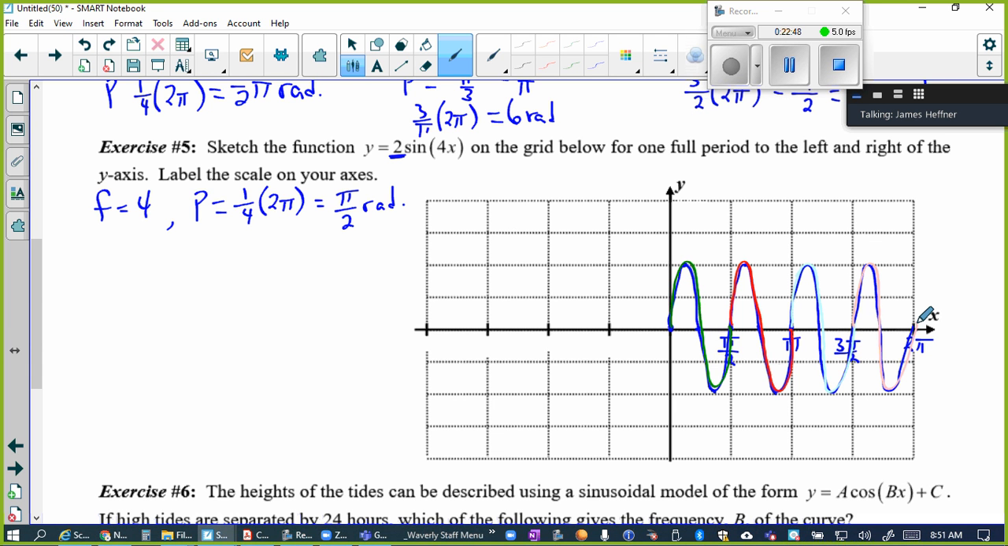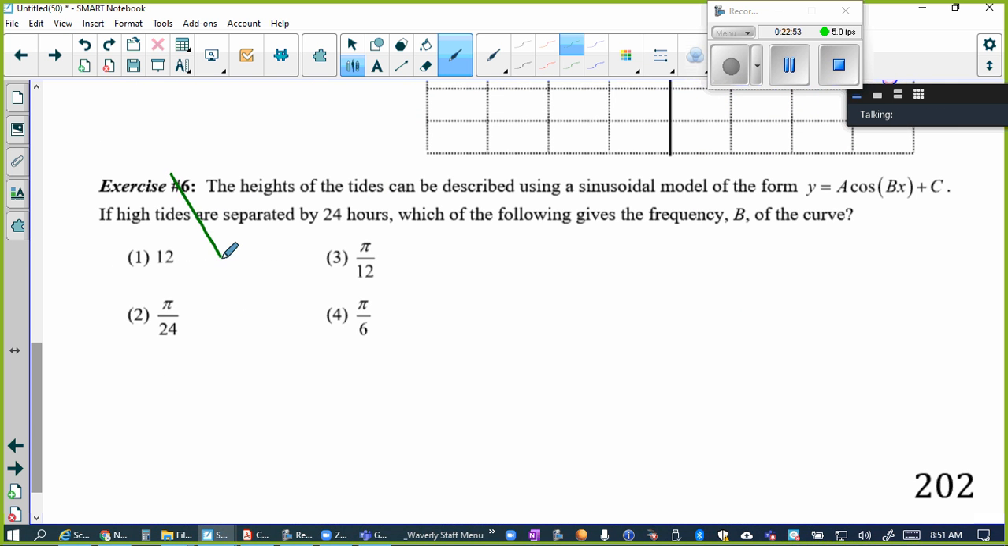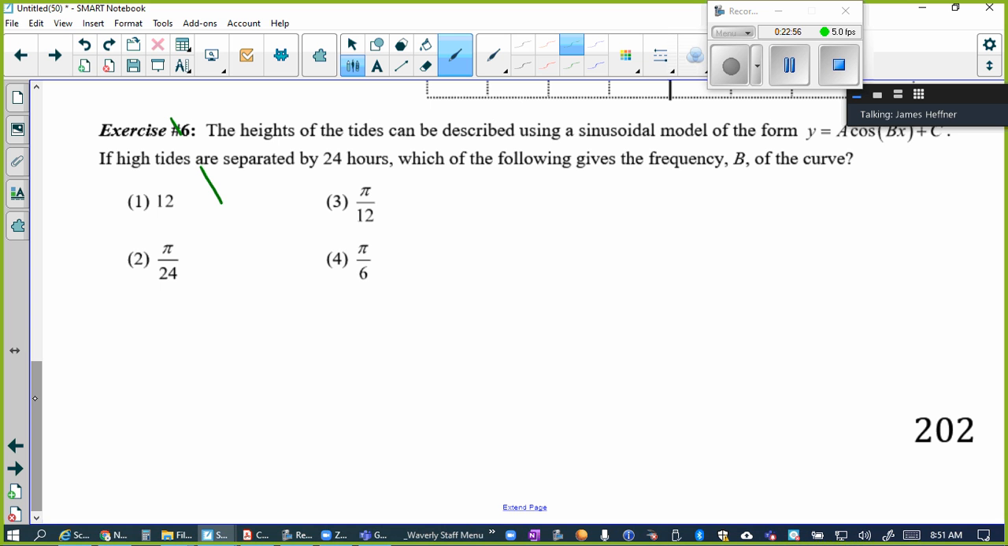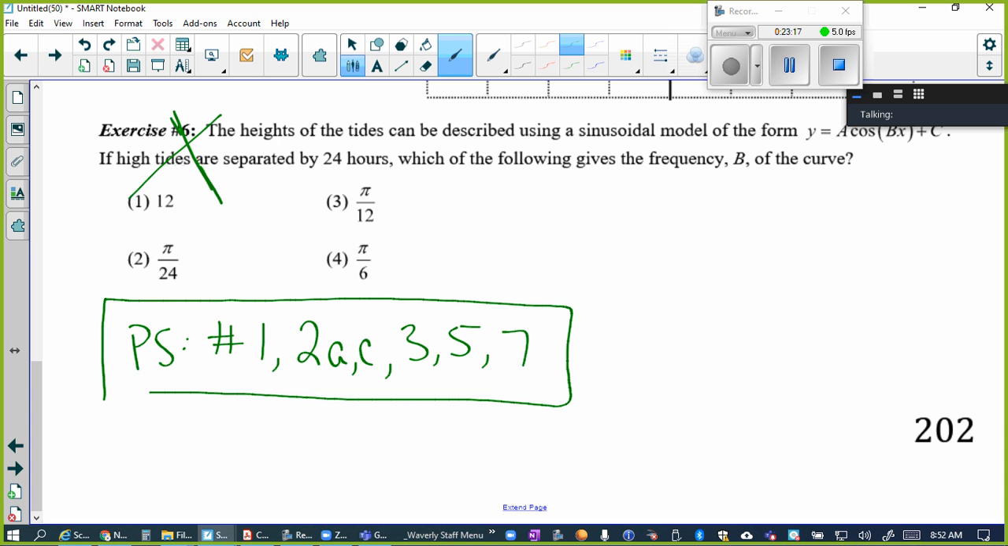Remember, now's the time to ask. All right, we're going to skip exercise 6, and I'll just go right to giving you your problem set. Shouldn't be too much. Number 1, 2, A and C, 3, 5, and 7. Okay? Any questions on this frequency and period? All right.